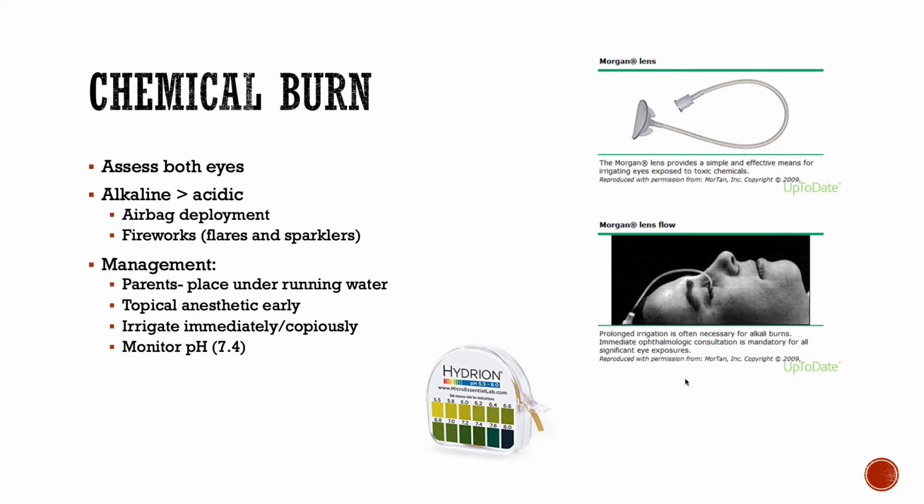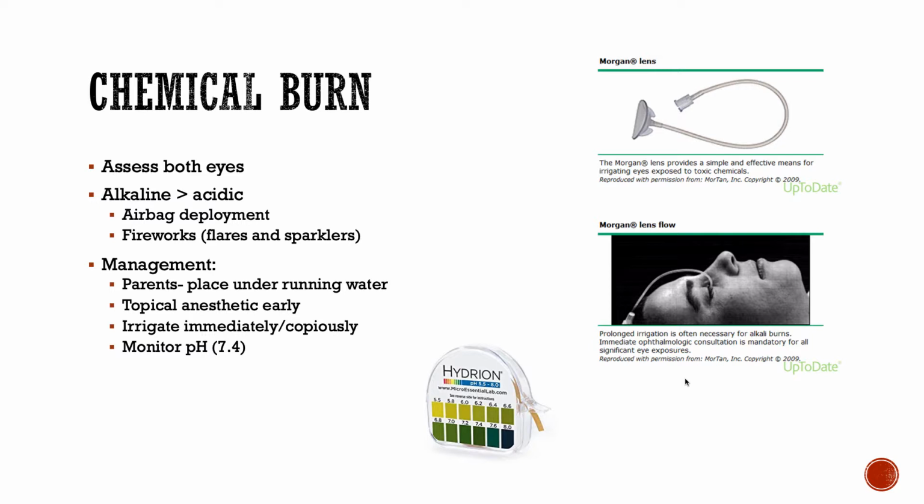So treatment is irrigation, irrigation, irrigation. Parents can start this at home, putting the eye under running water. But when they get here, you try to treat as early as possible with irrigation. And then again, topical anesthetics will help with not only the exam, but also if you're going to apply the Morgan lens, which essentially just works like a big eye contact. You put gentle traction on the lower part of the eyelid, put it in that way, and then lift the upper one to get it over.